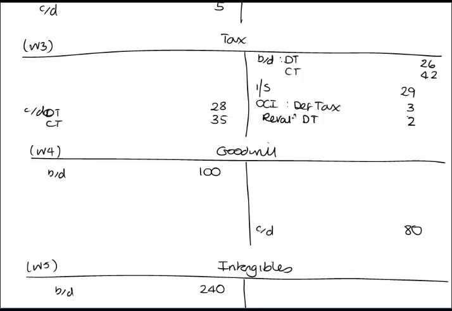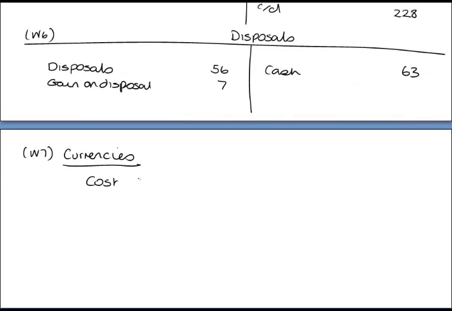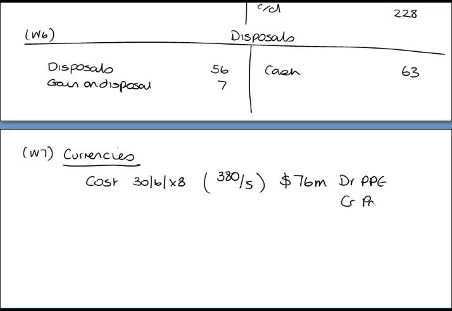The remaining additions of PPE comprise imported plant and equipment from an overseas supplier. The cost of the PPE was 380 million dinars. So the cost, what was the date of purchase? The 30th of June X8, 380 million dinars, and at that date there were 5 dinars to the dollar, so that works out as $76 million. Debit PPE, credit payable.